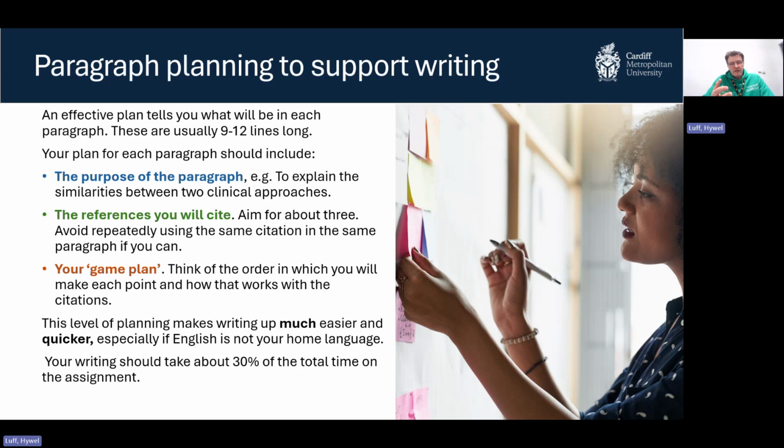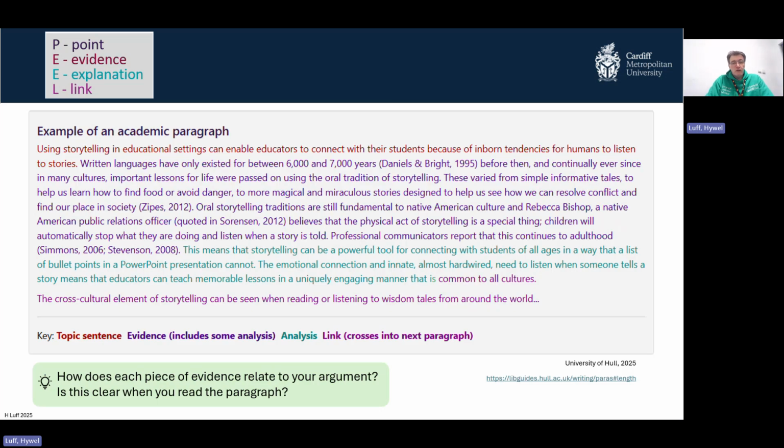So we're really looking at writing being a quick process of turning your well-planned paragraphs into a text, into a draft. That should be taking about 30% of your time. If it's taking much longer than 30%, you're probably not prepared to write. So we really should be preparing to write. Have a think about this for a moment.